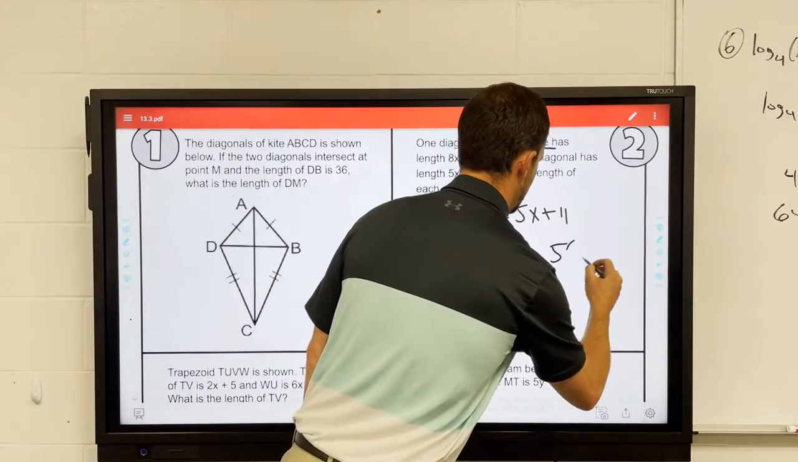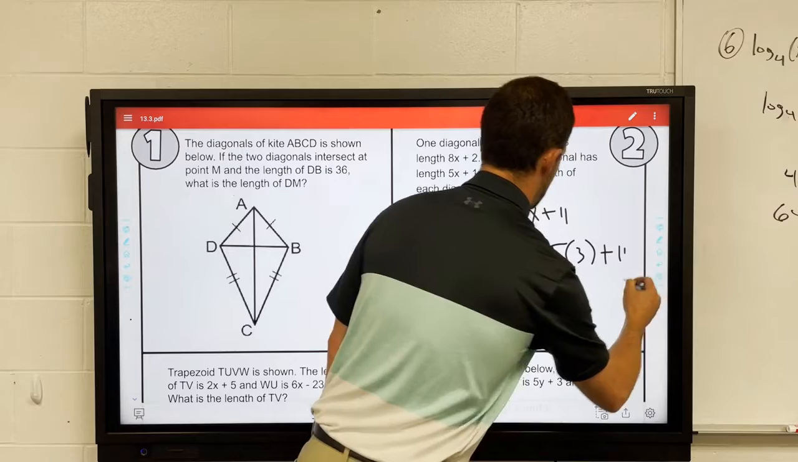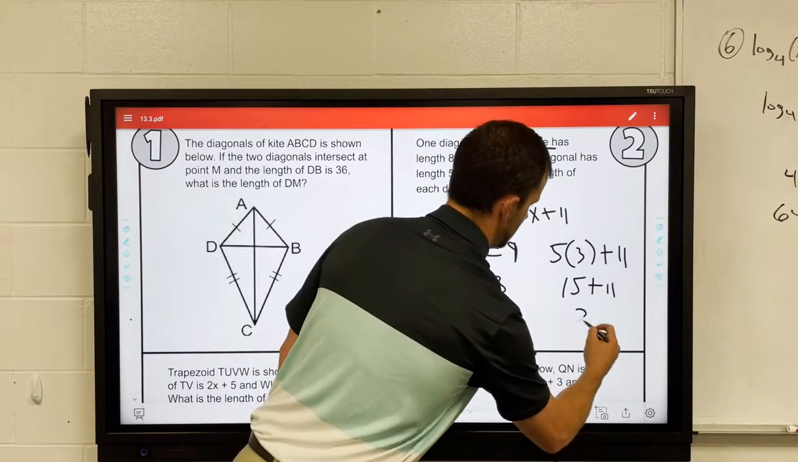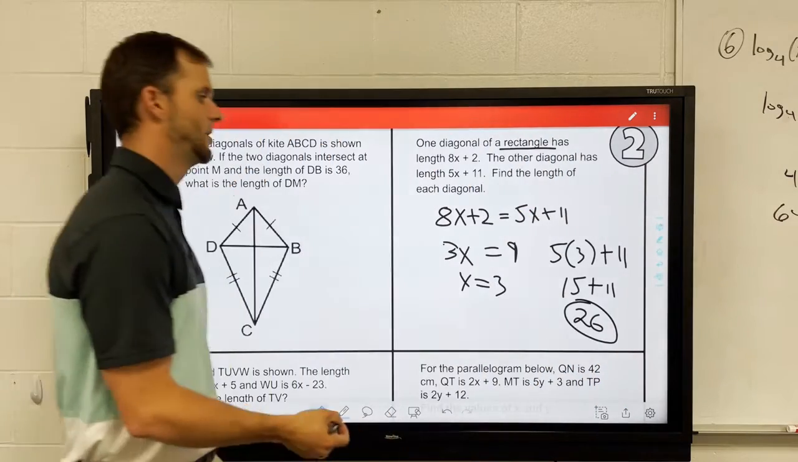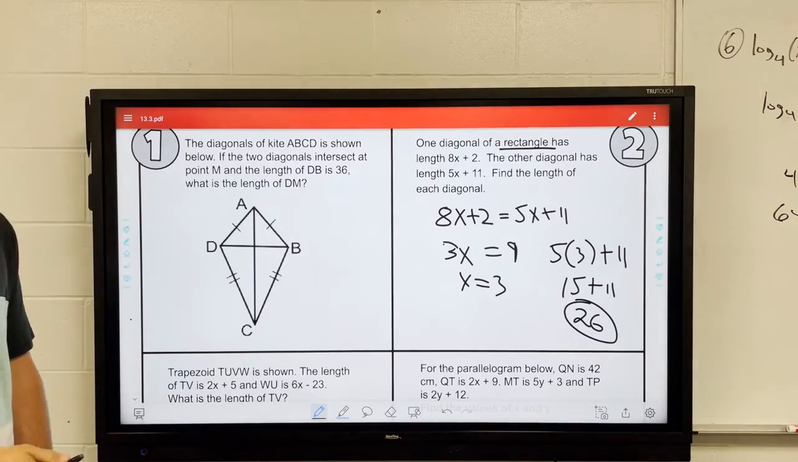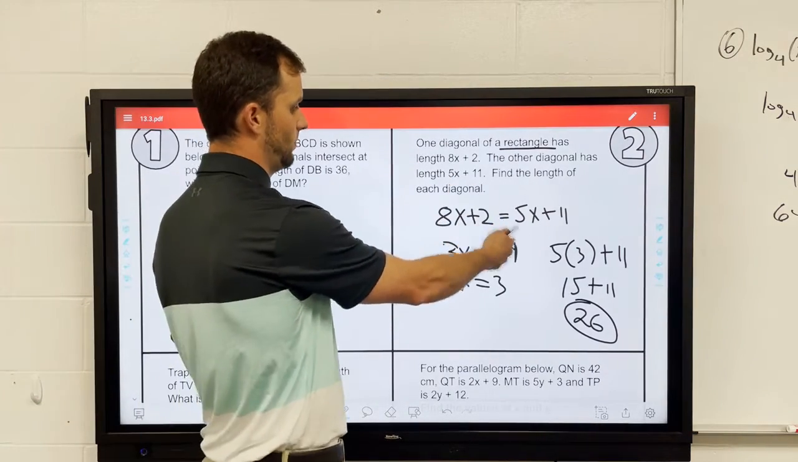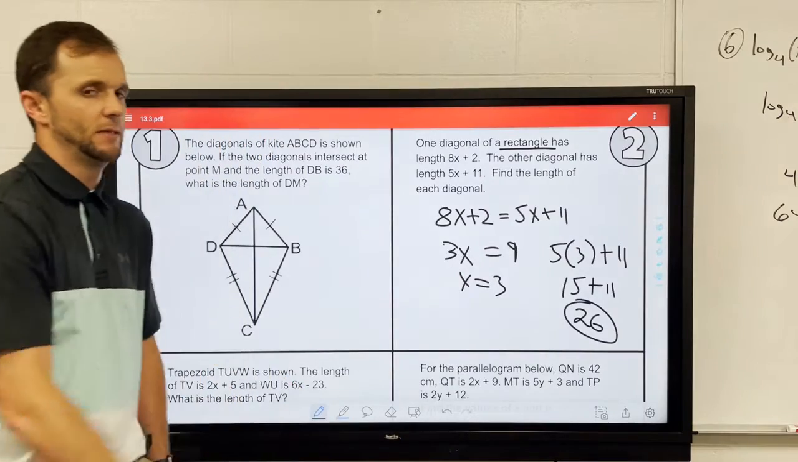So I'm going to do 5 times 3 plus 11. 5 times 3 is going to be 15. 15 plus 11 is going to be 26. So the measure of both diagonals is actually going to end up being 26. And it would be the same thing with the other one. 8 times 3 is 24 plus 2 is going to be 26. It comes out to be the same thing.